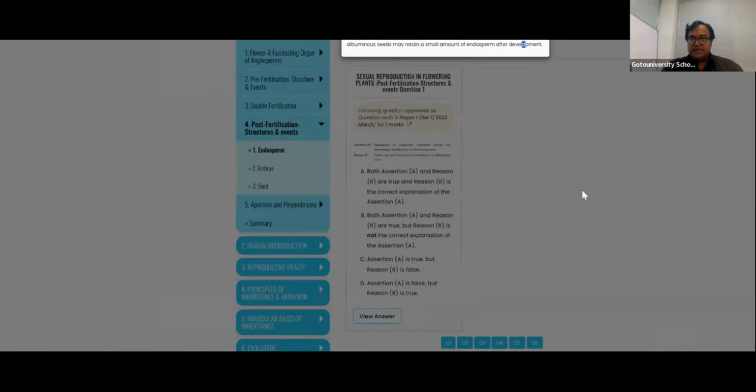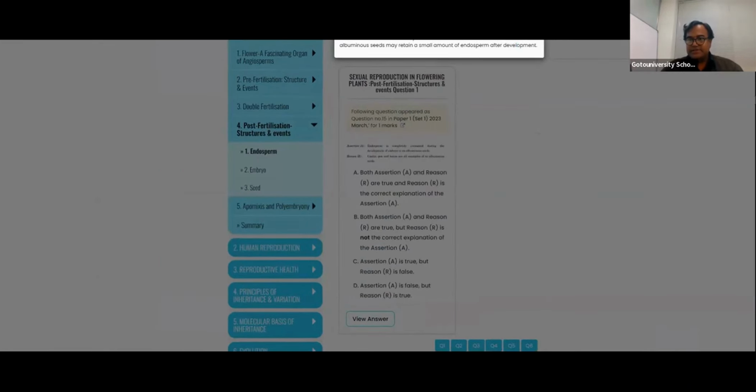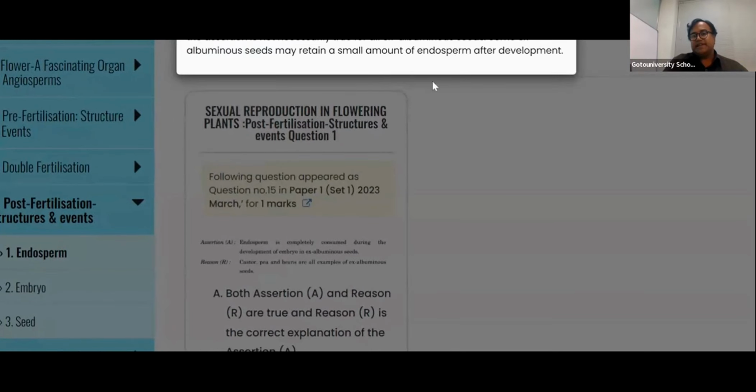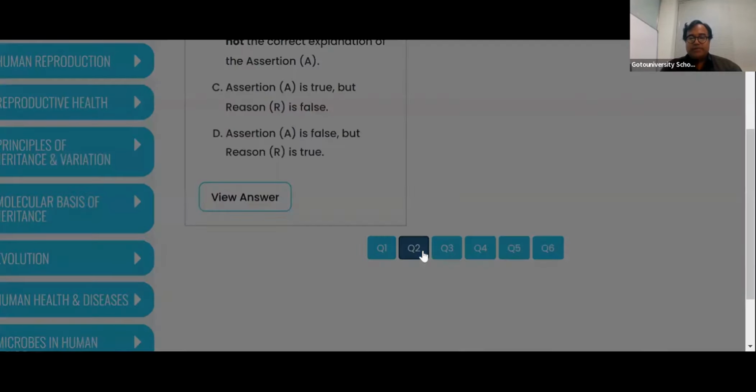Can you see this place here? Albuminous seeds may contain a small amount of endosperm after development. That is the reason why I told you persistent endosperm. This is the answer for this, right? So you should be very careful with all this information. Now I'm coming to question 2.